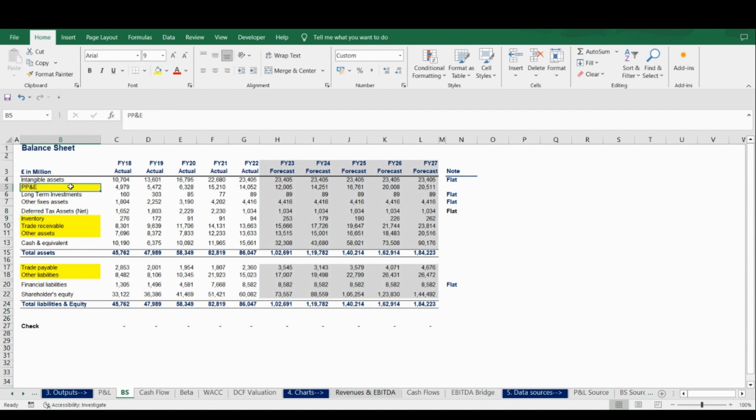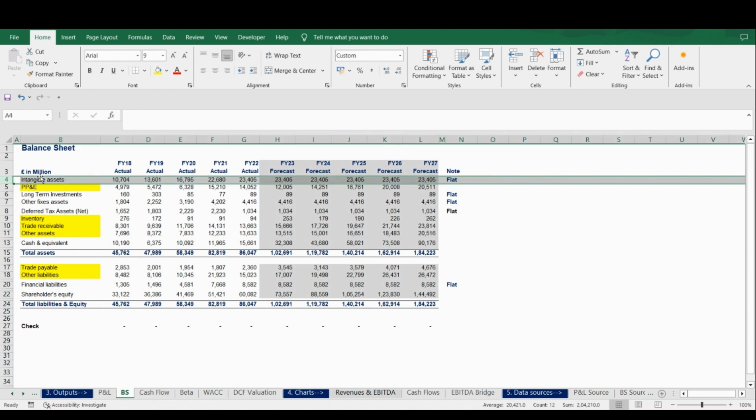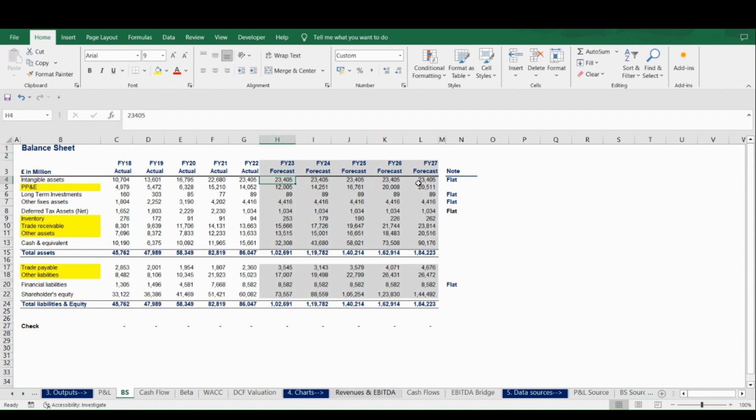So the items that you're seeing in yellow are those that we have projected, and for the rest of the items, we have taken the assumption that these will be flat. So for example, in case of intangible assets, we are assuming that our intangible assets will remain flat in the forecast period. So you'll see that in the whole forecast period, the value of intangible assets is the same as the last year of actual data. Similar is the case for long-term assets and other fixed assets. You can make the changes in whatever way you want, because this whole model is customizable.